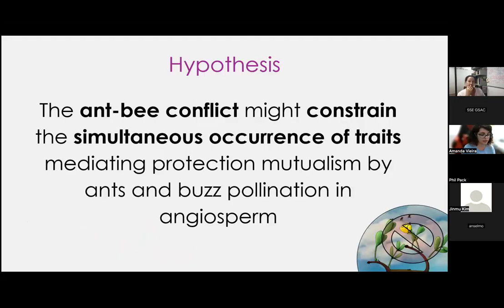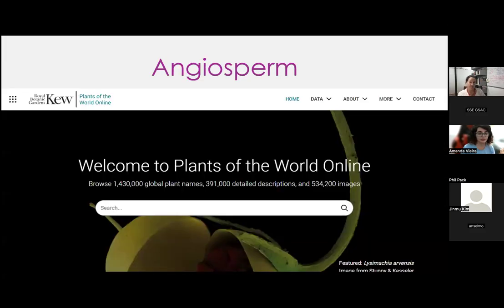So our hypothesis was that this ant-bee conflict might constrain the simultaneous occurrence of traits mediating protective mutualism, so extrafloral nectaries, and buzz pollination in angiosperms. And for that, I got all the extant angiosperms. So we got the plant names from the Kew Plants of the World Online.